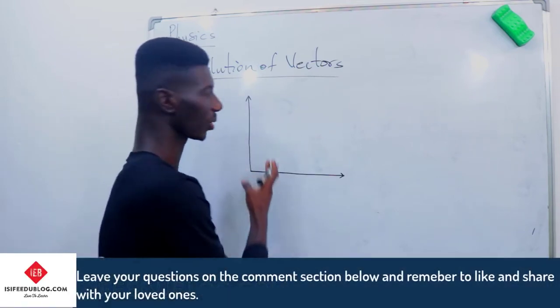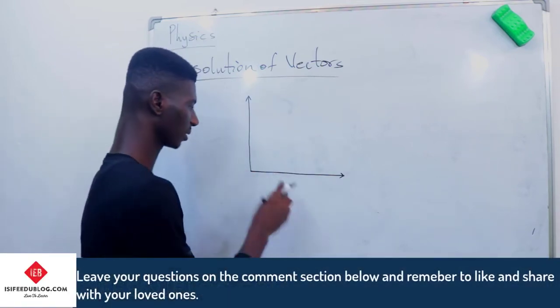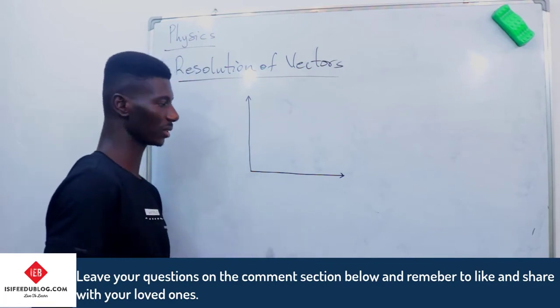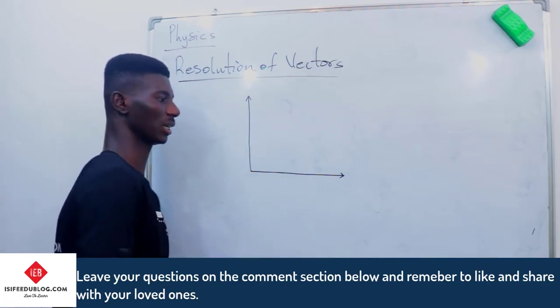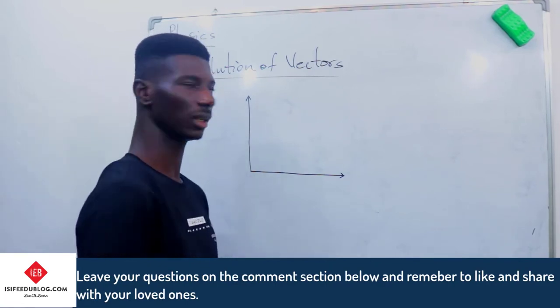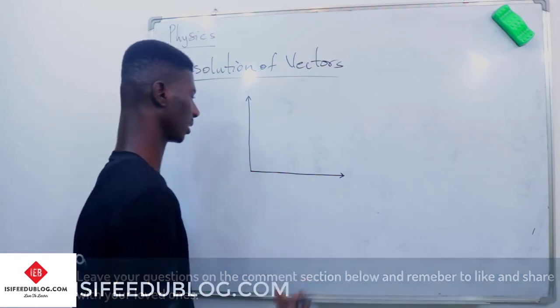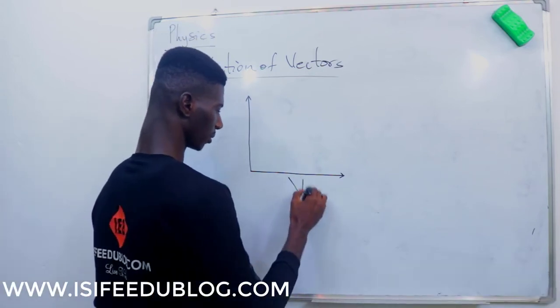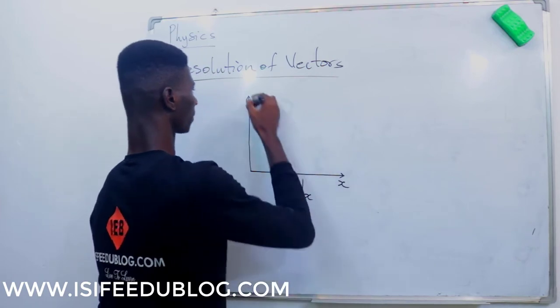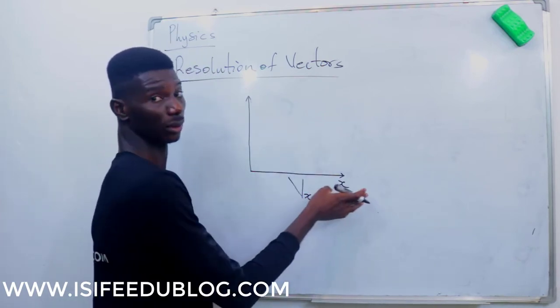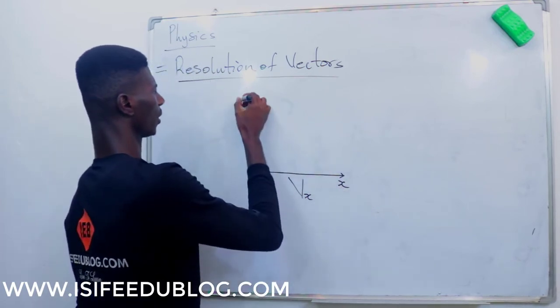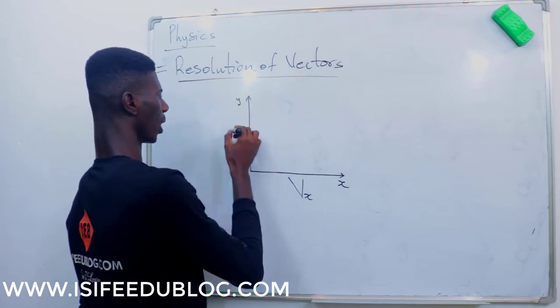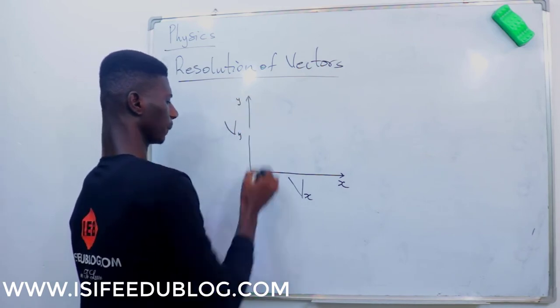Now, this is the vertical component of this vector. This is the horizontal component of this vector. I'm going to use a specific vector, let me call it velocity or anything. So this is the horizontal component, V sub x. This is the vertical component, V sub y.